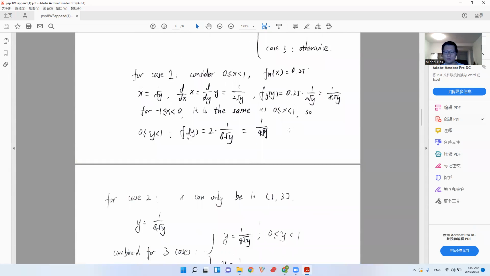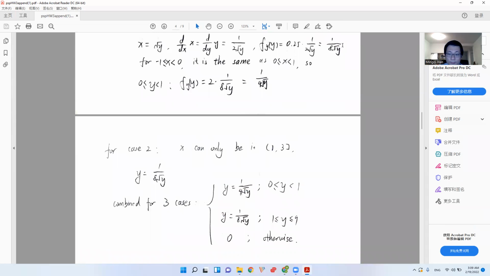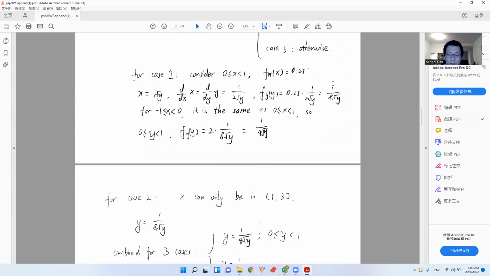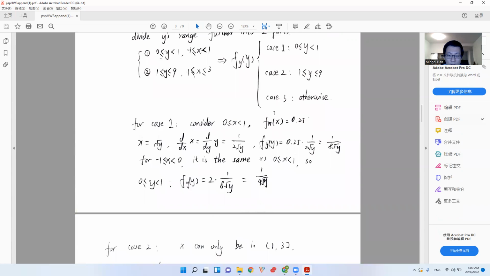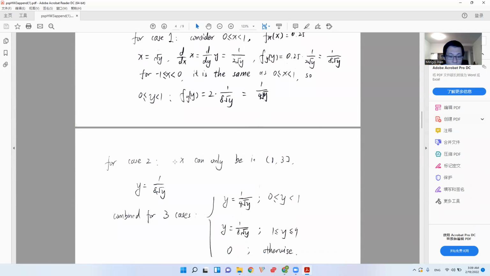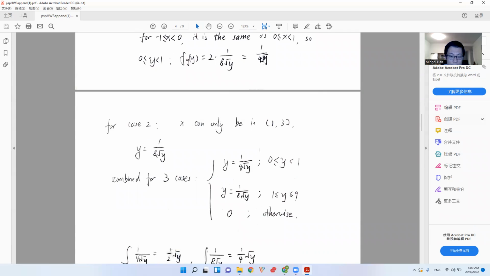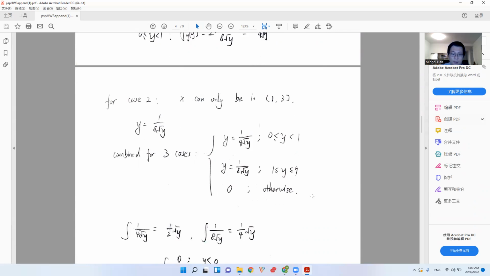Case 2 is much simpler because we already have this. This is no matter what, because this is obtained from x smaller than 1, larger than 0, the one side. For case 2, it's also just on this side, and the equation should be the same. So we can just take it and use it over here, and we can then combine the 3 cases and get the first case, the second case, and 0 otherwise.